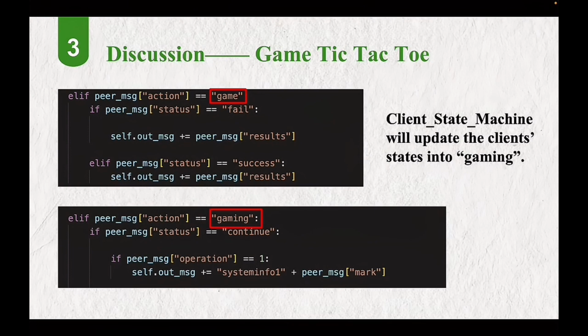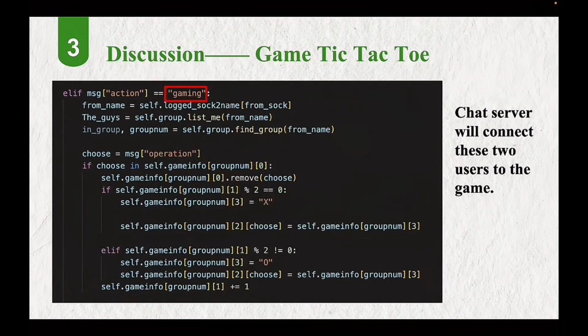For the game, you can see there are still two statuses called fail and success. When there are more than two players, for example 3 players in a chat group, the game can't run because there are too many players. Only if there are exactly 2 players in the chat group will the status be success. After that, the chat server will connect these two users to the game in the gaming state. We use the cross X and the circle O to represent the 2 players. The following code shows that the 2 players can click the button in turn.